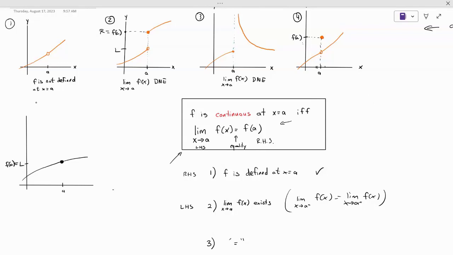And as x approaches A from either side, the function seems to be approaching the same y value. So the limit exists, but there's still a disconnect. That's because even though the limit exists, and the function at A is defined, they don't match. So how the function behaves around A does not match what the function actually attains at A. So we still have a discontinuity. So this is for the third reason, right? We don't have that equality.